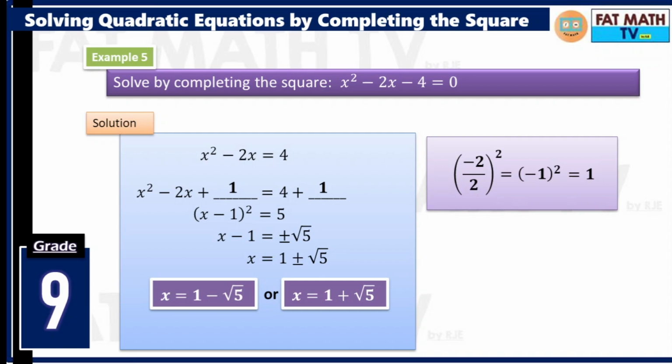So we still have two answers here. And this time it's irrational. So it's a bit more difficult to check if our answer is correct. But if you want to check, just plug this into the original equation and check if you will have a true mathematical statement.